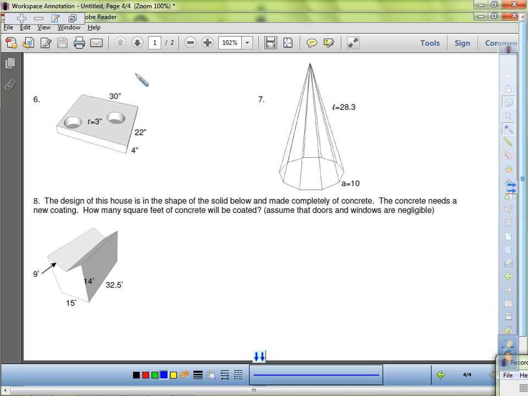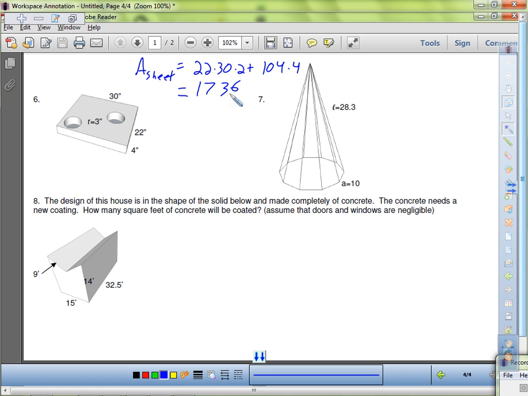So what I need to do is to find the area of the sheet, which is my rectangular prism. So area of the base, 30 times 22. And I know there's 2 of those. Plus the perimeter of the base, which is 30 plus 22 plus 30 plus 22, which is 104, times the height, which is 4. That gives me 1,736.